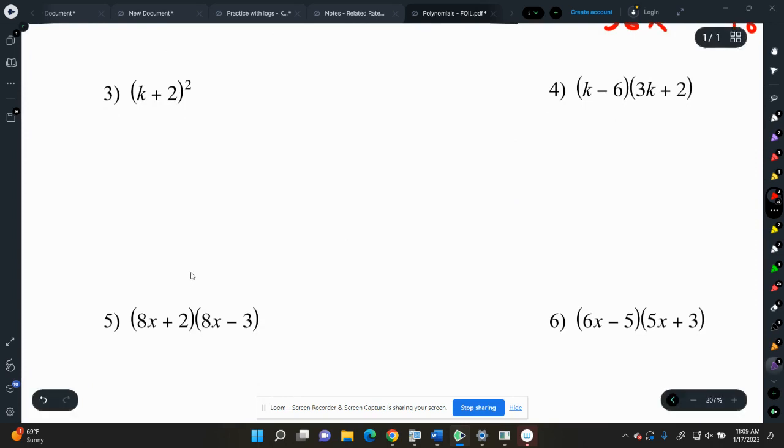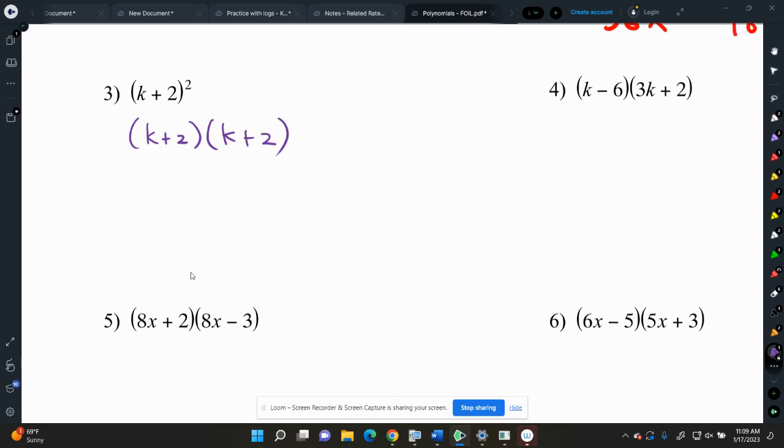Okay, here comes the hard one. Najee, how do we do this? K plus 2 parentheses and then K plus 2. There you go. That's the trick to the whole thing, right? If something's squared, it means it's multiplied by itself. So now we'll go ahead and FOIL.